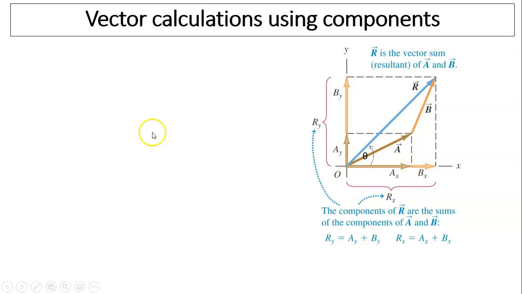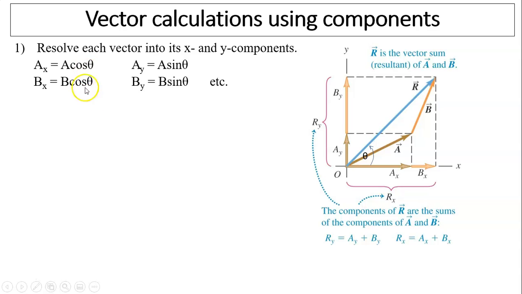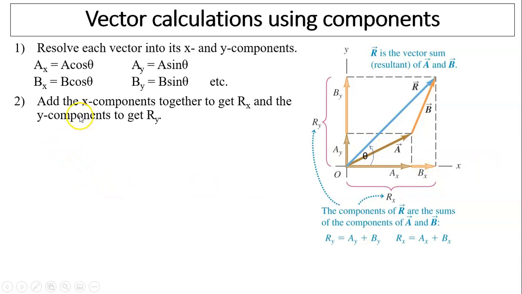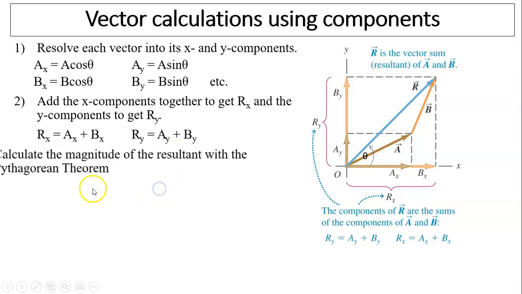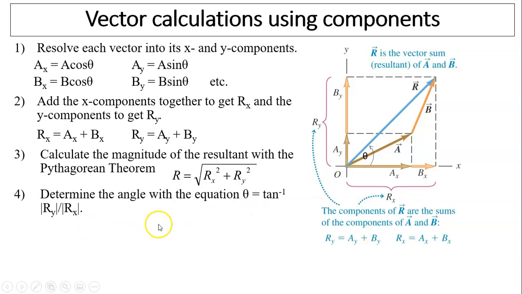So first we have to find components of A and B. We have to decompose it. Ax and Ay. Remember, this only works, again, when theta is sweeping out from your positive X or 0. Next, you have to add components together to find Rx and Ry. Next step is to find the magnitude using the Pythagorean theorem. And finally, to find the direction, you have to use inverse tan.